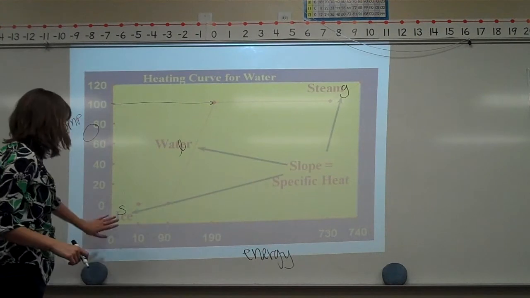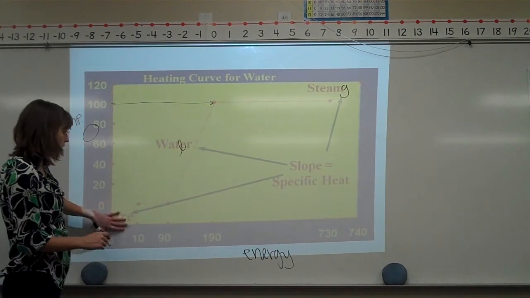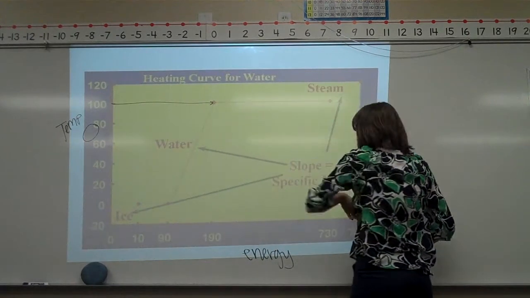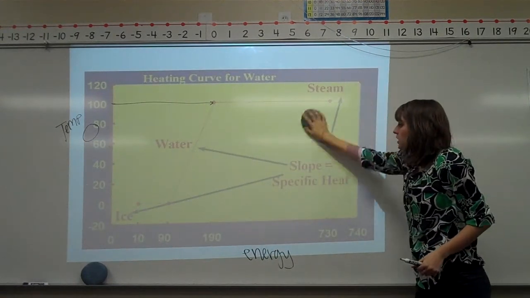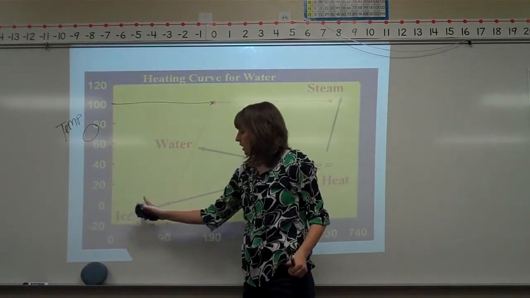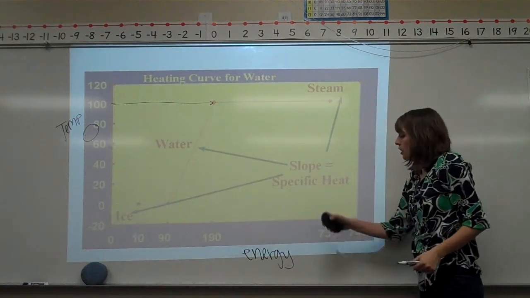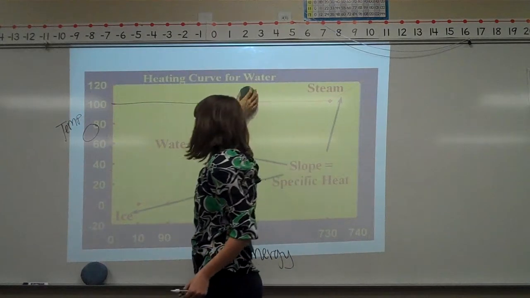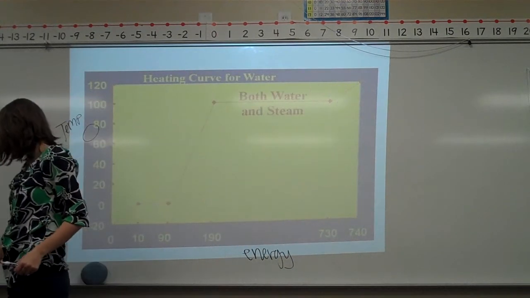Some more important lines, again: here we have ice, or a solid. Here we have water, or a liquid, and we have steam, our gas. So this right here is this slope. These slopes right here are our specific heats. Those are really important. Our specific heats are derived from these slopes.